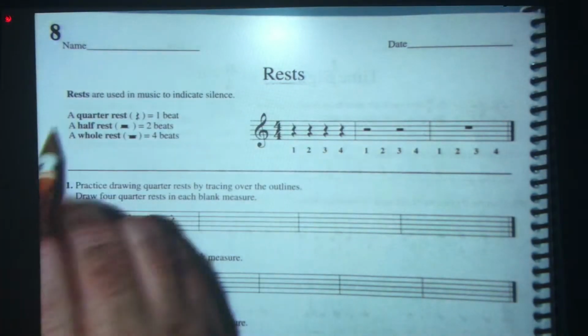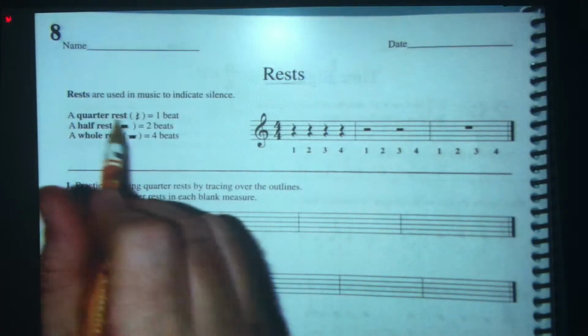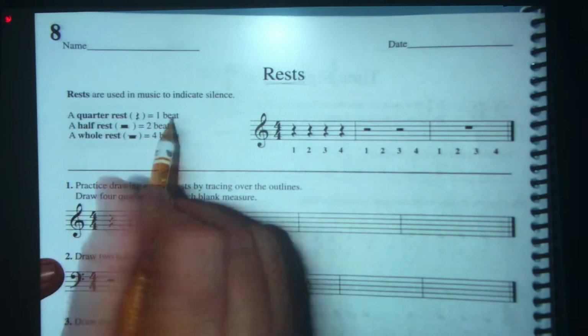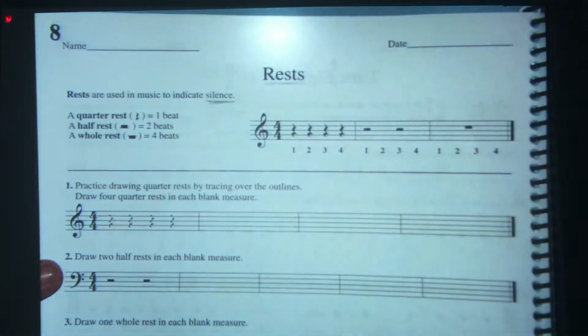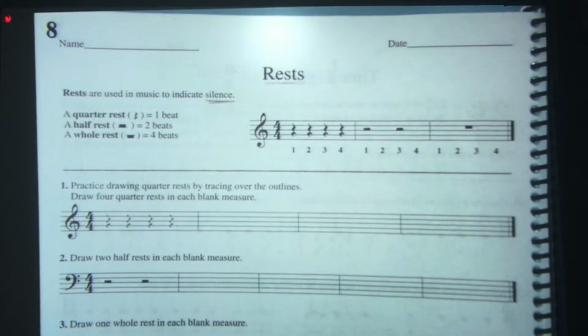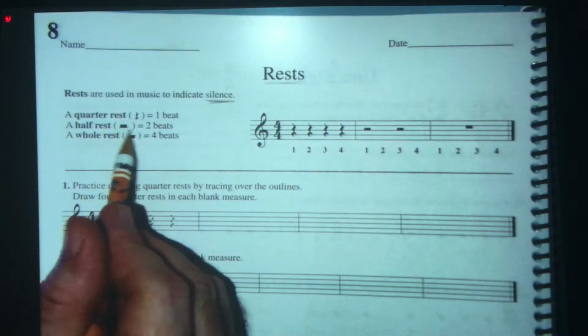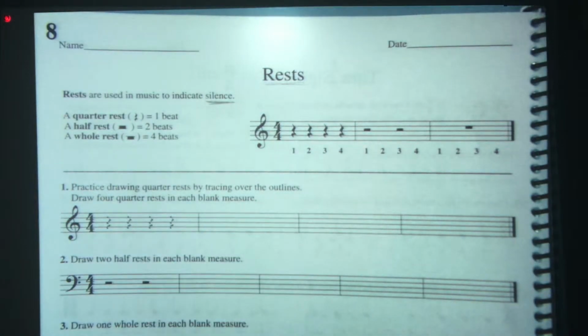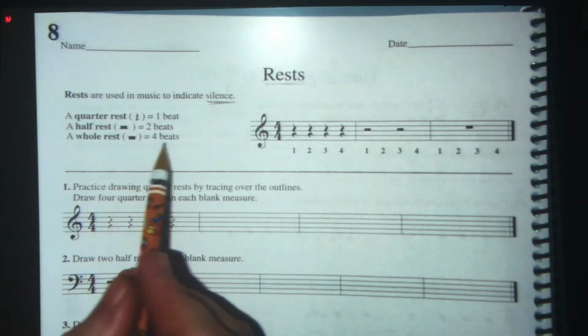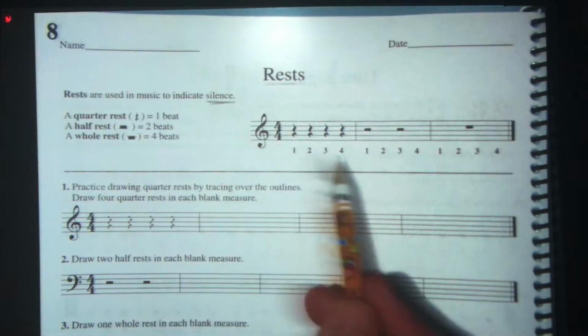Of course, we know a quarter note receives one beat of sound. So a quarter rest receives one beat of silence, indicates a beat of silence. A half rest looks like a hat. I like to say this: half a gentleman leaves his top hat on. A whole gentleman takes his top hat off. And here's what they look like.